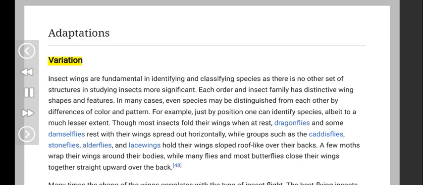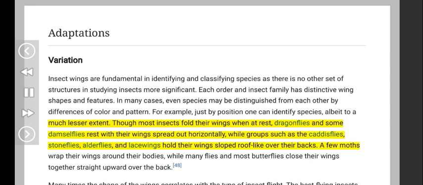Adaptations. Variation. Insect wings are fundamental in identifying and classifying species as there is no other set of structures in studying insects more significant. Each order and insect family has distinctive wing shapes and features. In many cases, even species may be distinguished from each other by differences of color and pattern. For example, just by position one can identify species, albeit to a much lesser extent.